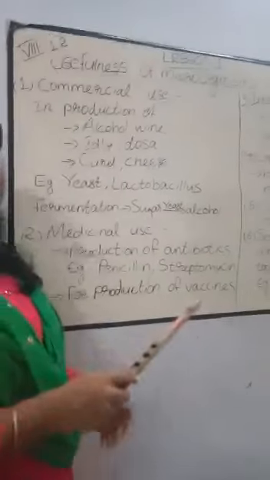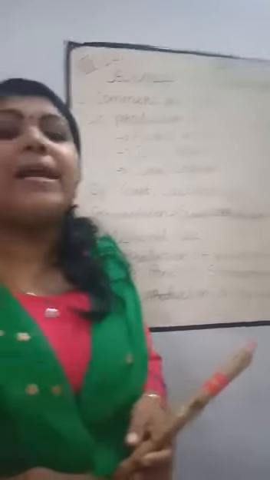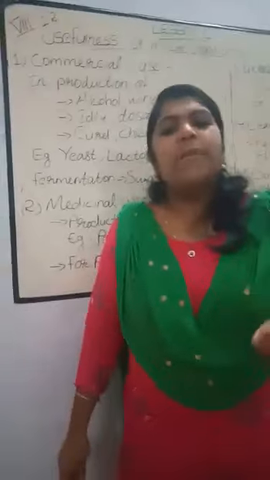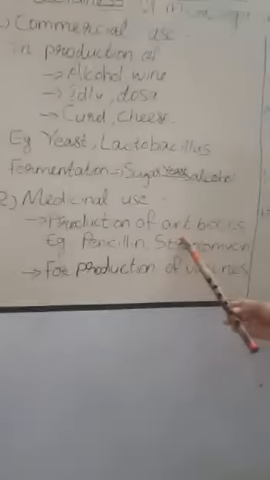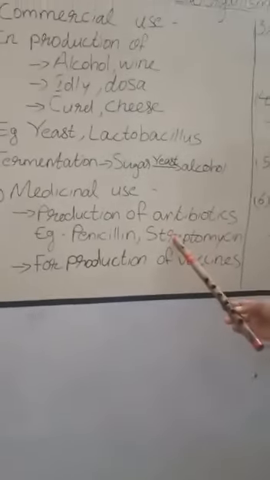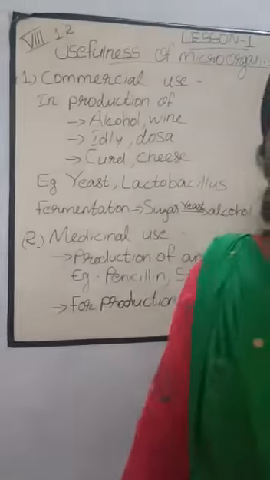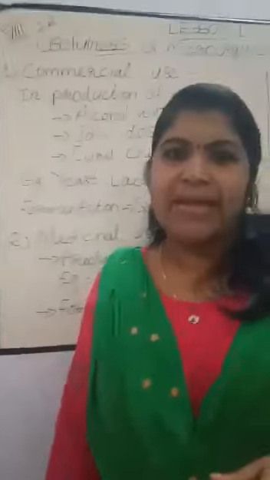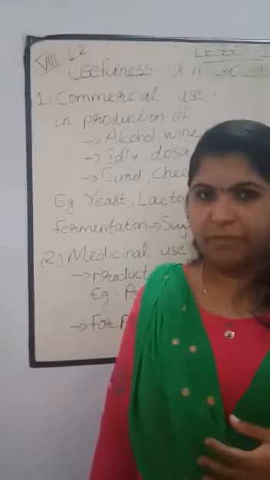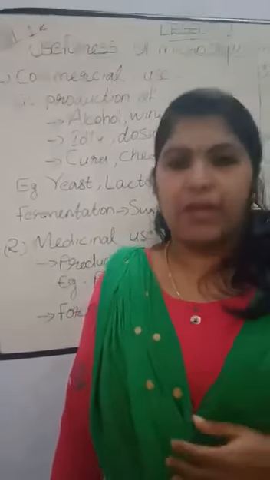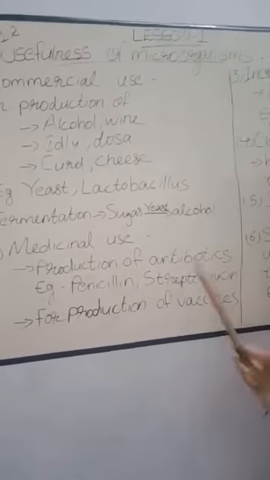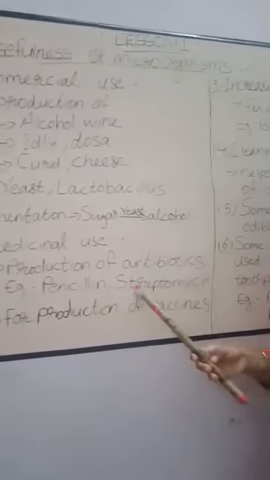Then the second usefulness of microorganisms is the medicinal property. Some microorganisms are used for medical purposes, that means in the production of antibiotics. Whenever you fall ill, the doctor may give you some antibiotic tablets. These antibiotic tablets kill or stop the growth of microorganisms. Examples of antibiotics are penicillin and streptomycin.